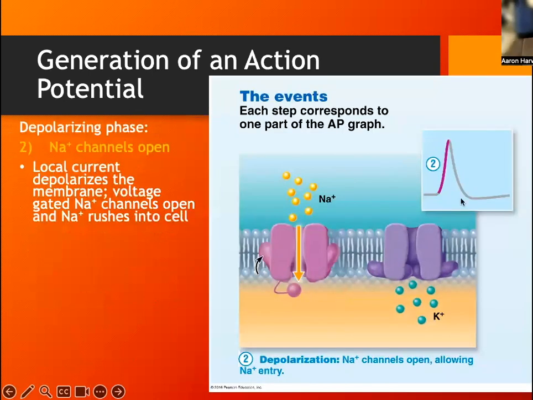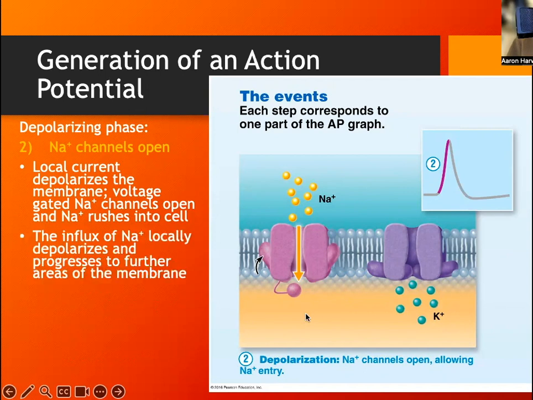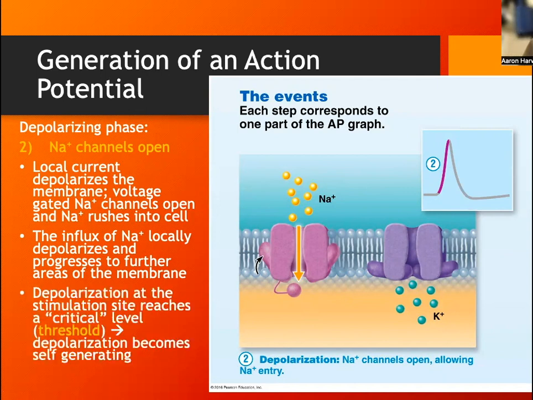Step 2, we're in a depolarization phase here. The Na+ channels, the sodium channels, are opening, rushing into the cell. So local current is depolarizing the membrane. The voltage gated sodium channels open and sodium rushes into the cell. The influx of sodium locally changes the local polarization, and you see depolarization progress to further areas of the membrane. Depolarization at the stimulation site reaches a critical level, that threshold of negative 55 millivolts, and depolarization becomes self-generating.